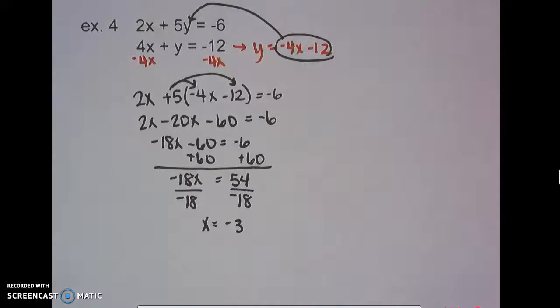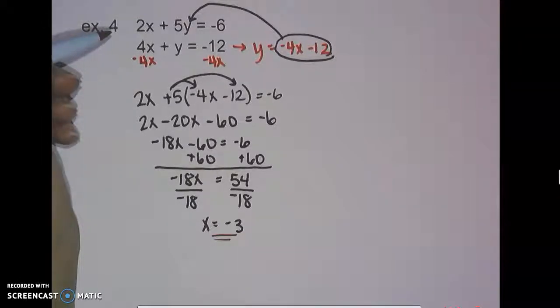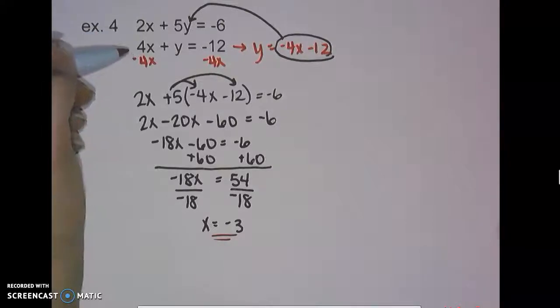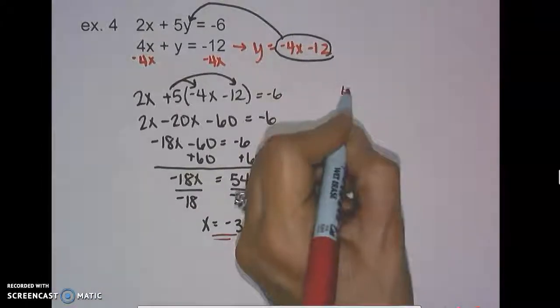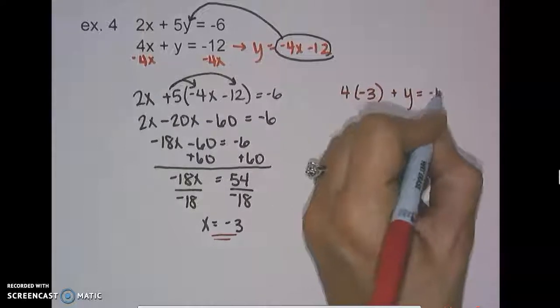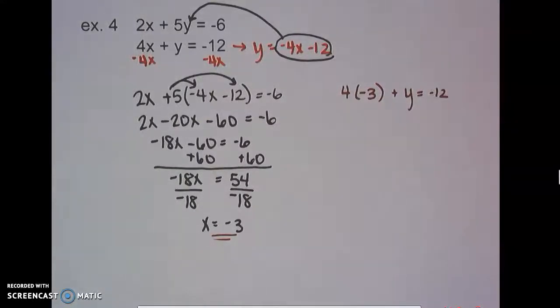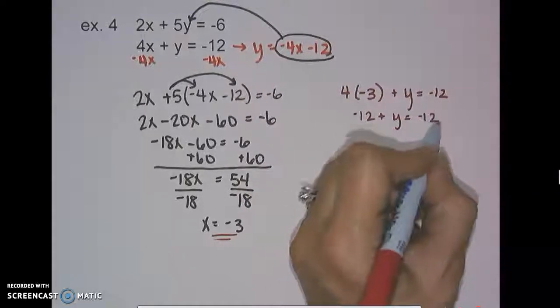Now, we do have what x equals, but that doesn't mean that we're done with this question yet. We need to make sure we're going back and substituting this value in for x in one of these equations. And I'm going to suggest that you go all the way back to the original equations just to make sure you didn't make a mistake somewhere in doing this. So let's plug it into the second equation. So we have 4, we got negative 3 for x, and we're going to see what we end up with here. 4 times negative 3 is negative 12, plus y equals negative 12.